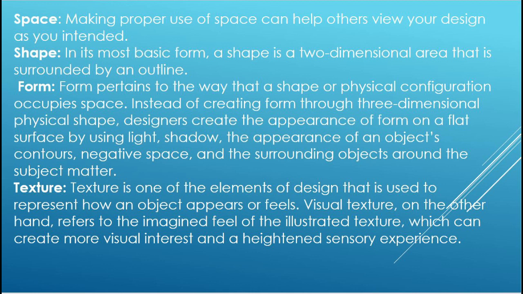Form. Form pertains to the way that a shape or physical configuration occupies space. Instead of creating form through three-dimensional physical shape, designers create the appearance of form on a flat surface by using light and shadow, the appearance of objects' contours, negative space and the surrounding objects around the subject matter.